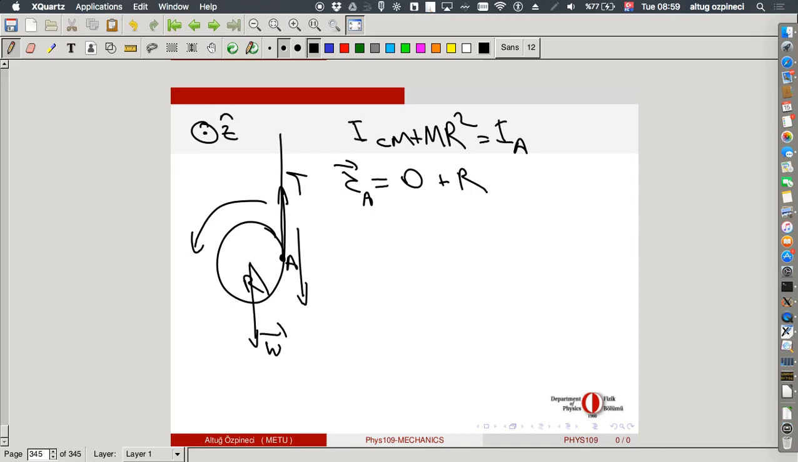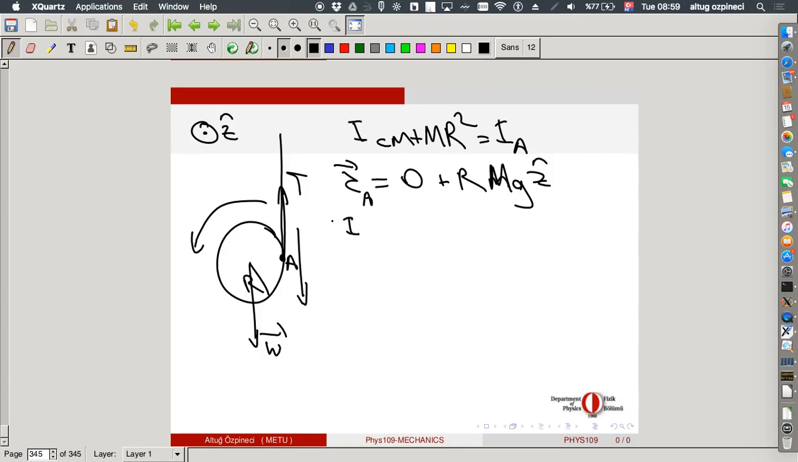R times mg. What is the direction of this torque? Towards you? Yes, so it's in the z direction. So now we know the torque around A. Then we can calculate the angular acceleration around A.